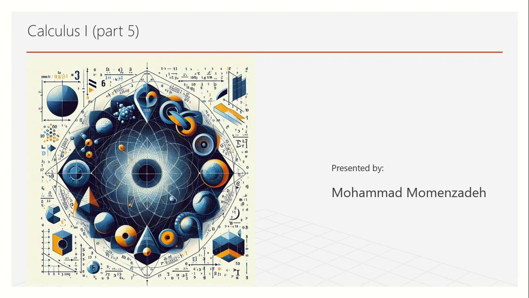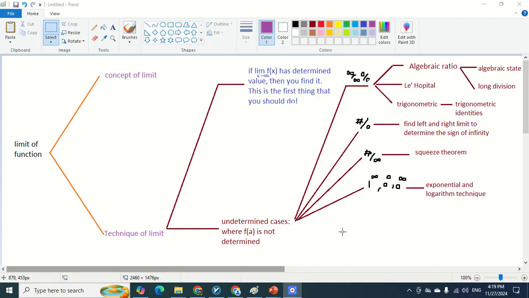So in this lecture we will discuss the remaining undetermined forms of a limit, and let us go directly to the points that we should talk about. Let us take a look at the diagram of the limit. Here we have the diagram of the limits for the cases that we should talk about.